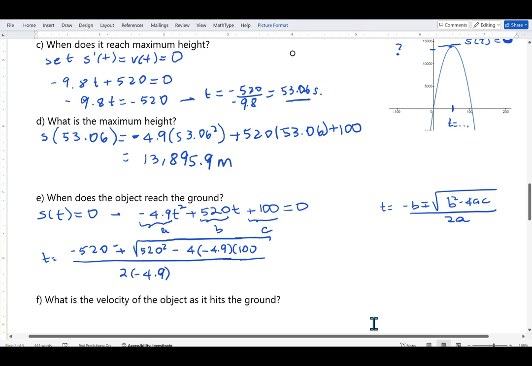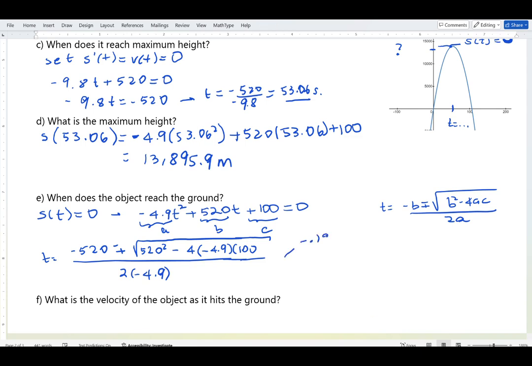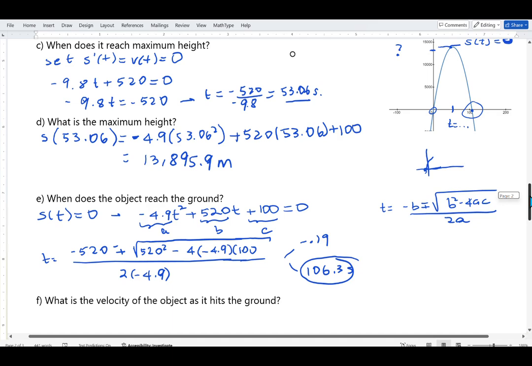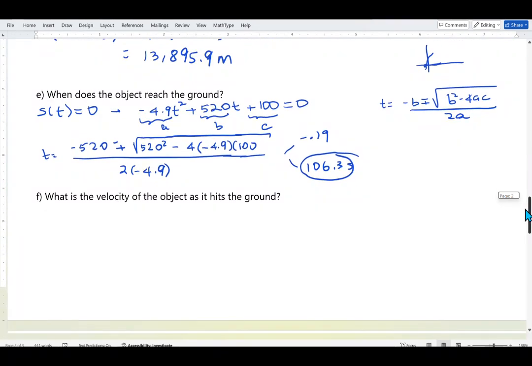So the solutions are negative 0.19 and 106.3. And this is the only one we're accepting, because even though this looks like 0 over here, if you zoom in, it was a little bit above 0. So that one's really not a solution. It gives you the negative point. But the real solution is over here, and that is 106.3 seconds. That's when it hits the ground. 106.3 seconds after it was thrown up in the air, it comes back to hit the ground.